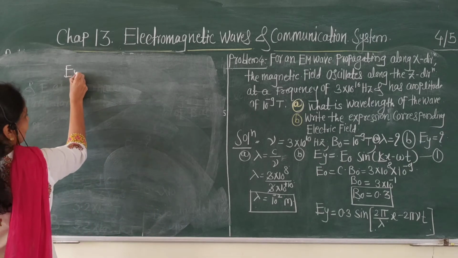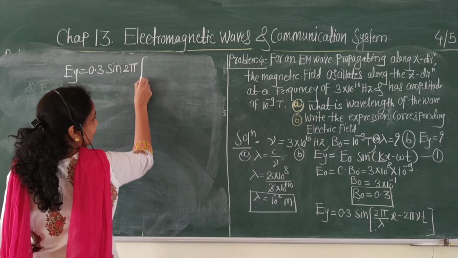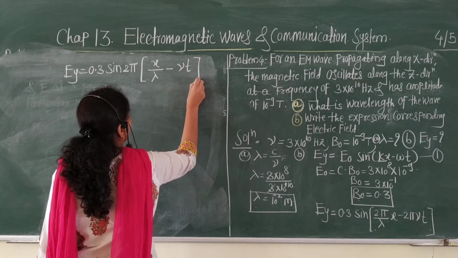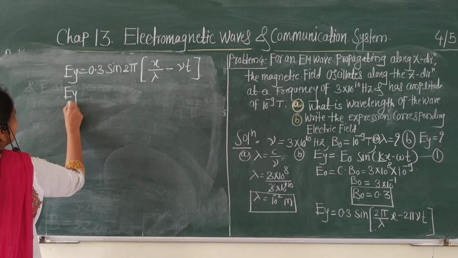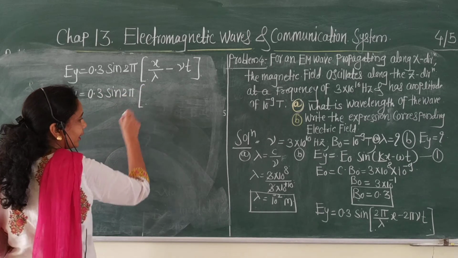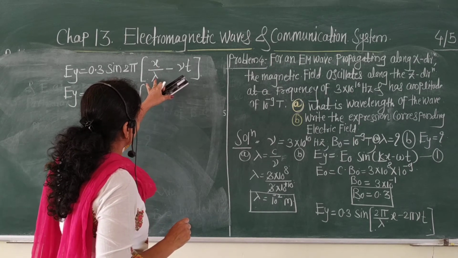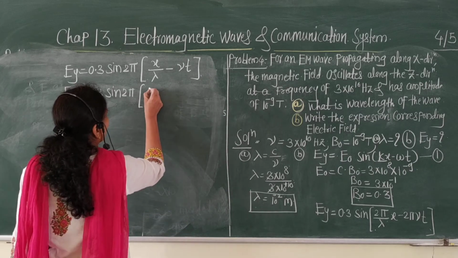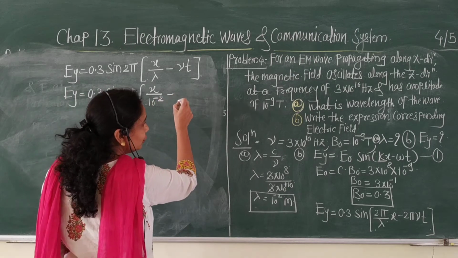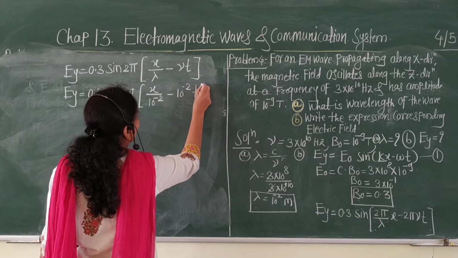EY is equal to 0.3 sin of 2π in the first bracket (x/λ − ν) into t. Therefore, EY is equal to 0.3 sin of 2π x. What is the value of x? The λ is given. Therefore, x/λ is 10 raised to minus 2 minus ν. ν is 10 raised to minus 2 into t.